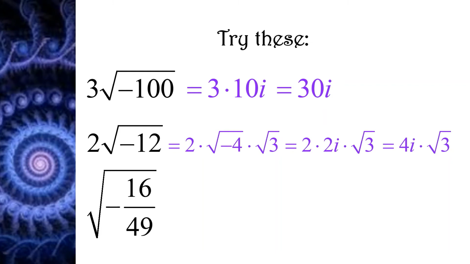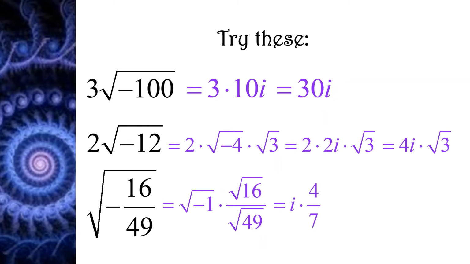Last one. We have a negative that creates the imaginary, and then the numerator and denominator are both perfect squares. We just take the square root and tag it as an imaginary number.